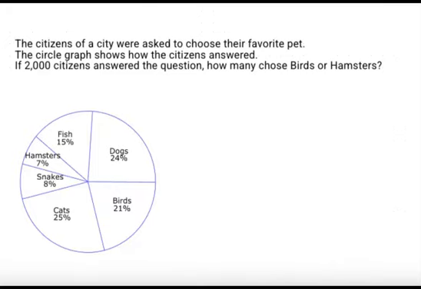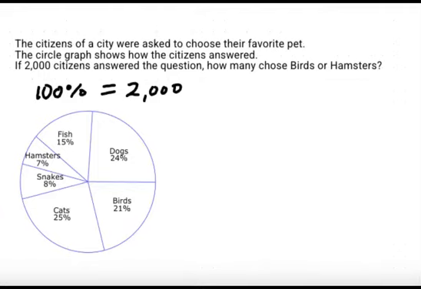Looking at a pie chart, one thing that we should always check on is that all of the percentages in a pie chart add to 100%. So that's one item to note in a pie chart to make sure that it's accurate. Add up all the percentages and make sure that they do add up to 100%. That's the unique feature of a pie chart. Okay, so 100% represents the entire 2,000 citizens.